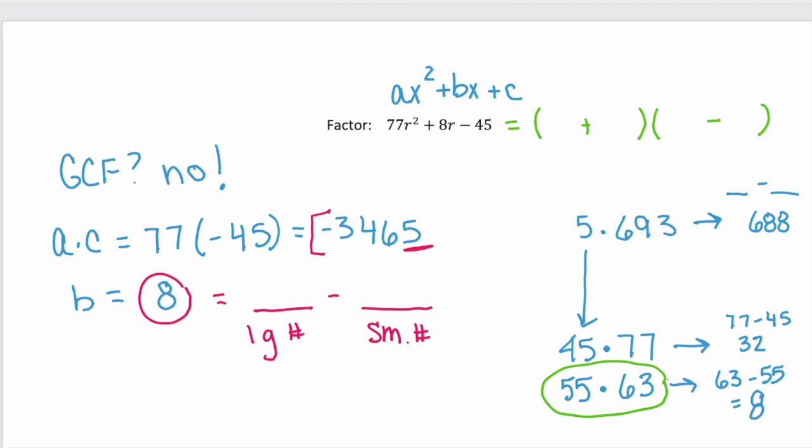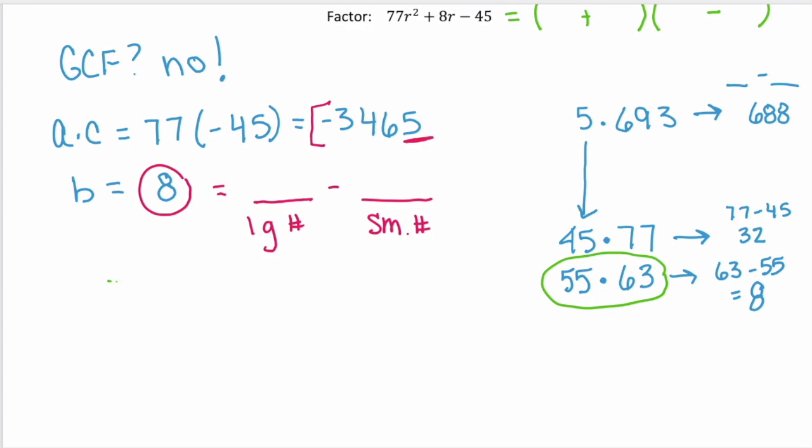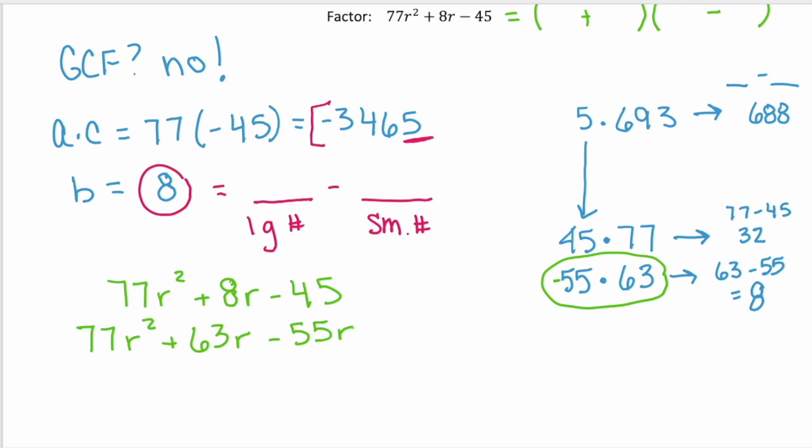55 and 63. Now remember, these two numbers are telling us how to rewrite that given polynomial, and specifically how to rewrite that middle term. So we're rewriting the 8r with 63 and negative 55. So we have a new polynomial of 77r squared plus 63r minus 55r, because those two together give us the 8r that we started with, minus 45.